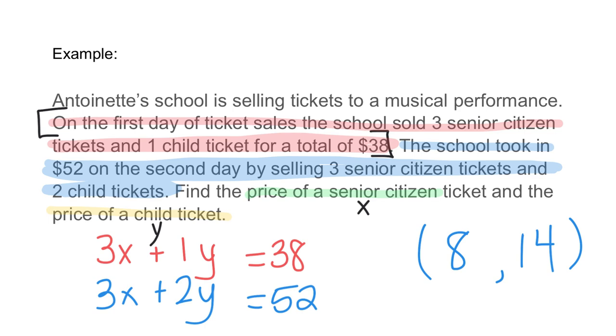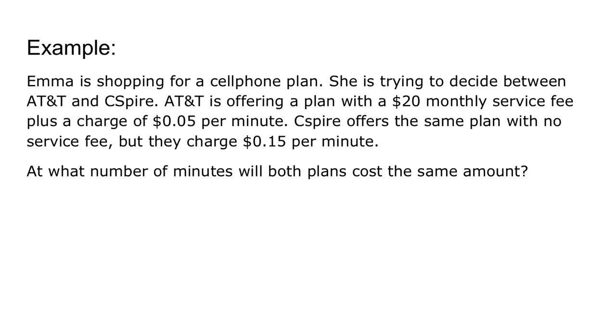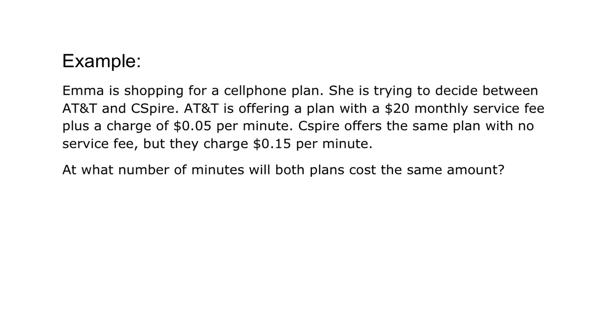Let's do a few more together, and I'm going to let you try a couple. Emma is shopping for a cell phone plan. She's trying to decide between AT&T and C Spire. AT&T offers a plan with a $20 monthly fee plus a charge of 5 cents per minute. C Spire offers the same plan with no service fee, but they charge 15 cents per minute. At what number of minutes will both plans cost the same amount?